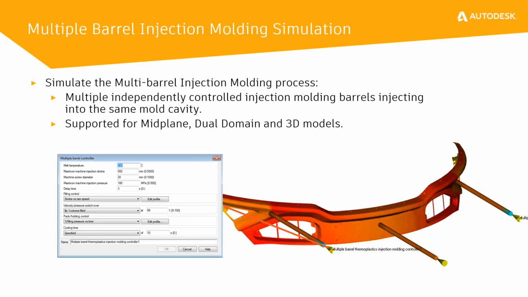So we got requests to support this fairly complex process. And if you think about it, with new complex processes that are coming to market, there is insecurity in whether or not this is the right decision. Simulation can help bridge that gap in terms of building confidence that this technology is viable for the application that you have, and that it's going to pay back. So we support this now for mid-plane, dual domain, and 3D models, and we get really good feedback on the initial development.